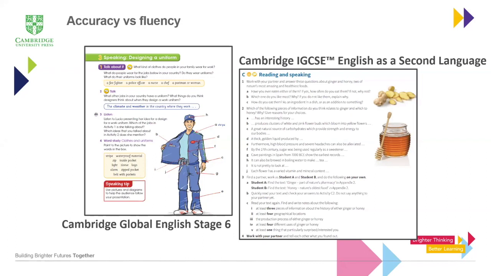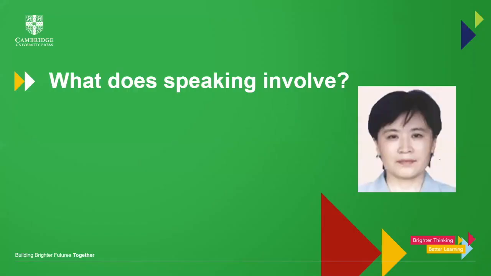Okay, so we've looked at what the experts say. We've looked at accuracy and fluency. Let's have a look now at what speaking actually involves. And this lady on the screen now, a lady called Kang Shumin, makes the point that if you want to speak a foreign language, but it could be a second or a third language, or any language which is not your primary language.